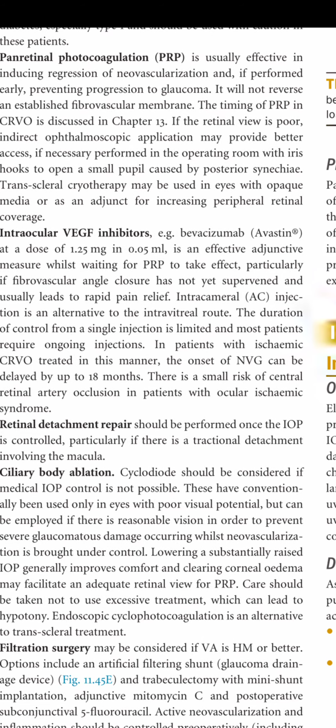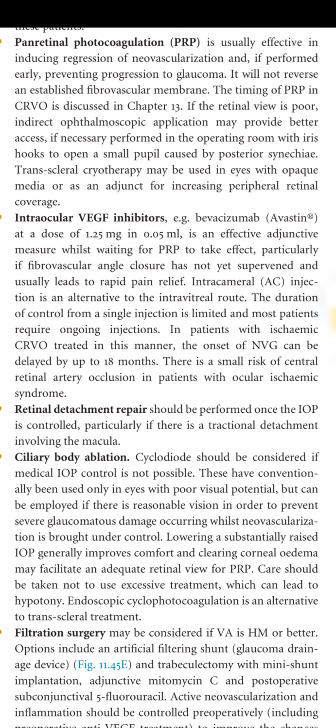Next is the intraocular VEGF inhibitors. Bevacizumab (Avastin) at a dose of 1.25 milligram in 0.05 ml is an effective adjunctive measure while waiting for PRP to take effect, particularly if a fibrovascular angle closure has not yet supervened, and usually leads to rapid pain relief. PRP takes some time, like 4 weeks, to become effective. So for the time being, you can give the intraocular VEGF for the neovascularization. Intracameral AC injection is an alternative to the intravitreal route.